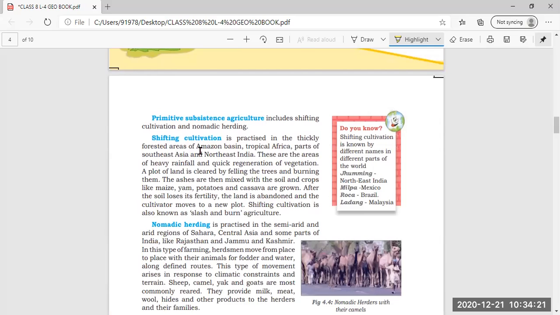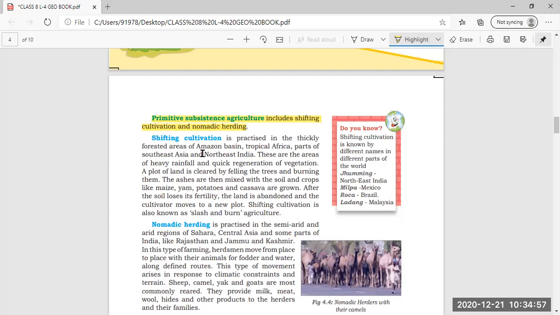Second, we come to primitive subsistence agriculture, which includes shifting cultivation and nomadic herding. Primitive subsistence agriculture means shifting cultivation, shifting from one place to another. Nomadic herding means rearing animals, taking the animals from one place to another and taking care of them.